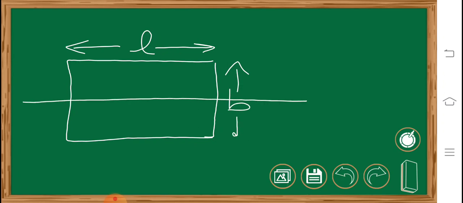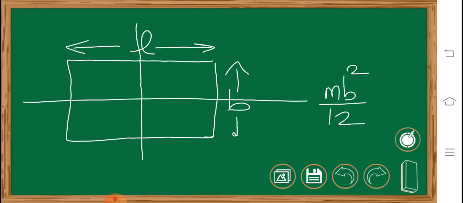If we have the axis this, then the length out of these two which is perpendicular is B, so it will be m B square upon 12. If we have the axis like this, then the length which is perpendicular to the axis will be L, so the moment of inertia will be m L square upon 12.